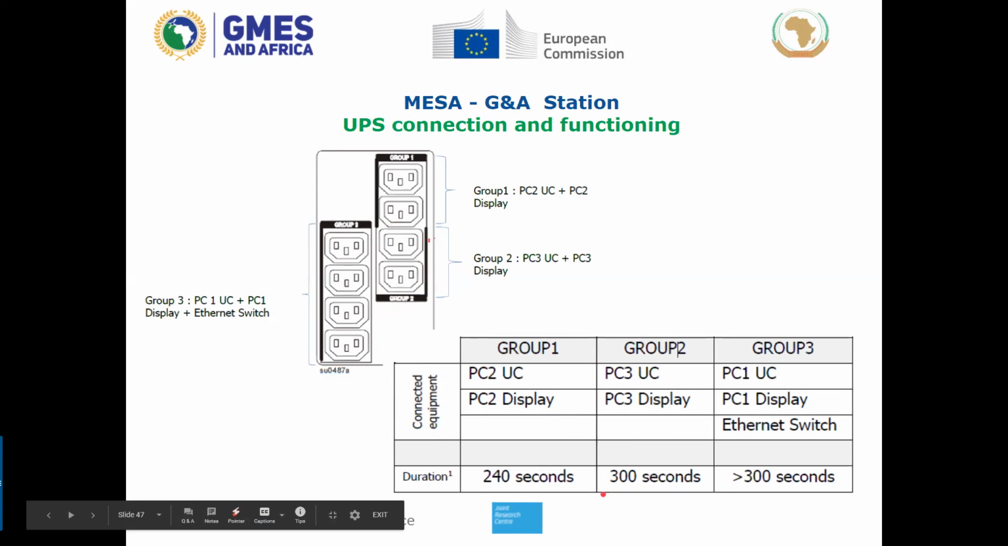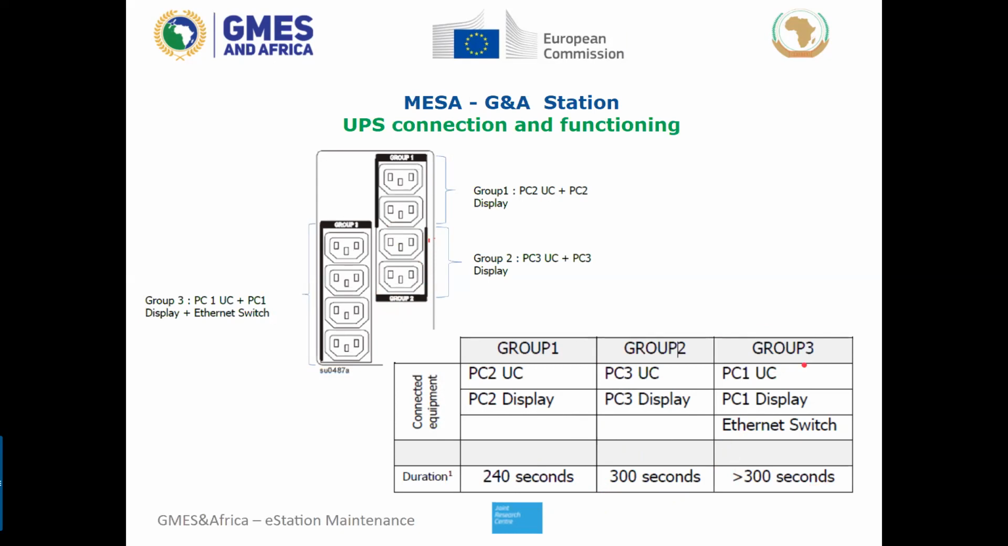because PC1 is a very important component, as I mentioned before, for the data reception. PC2 and PC3, as you know, are mostly for visualization. You are not going to use them for any processing, so it is not really urgent to have PC3 working when there is a power failure.